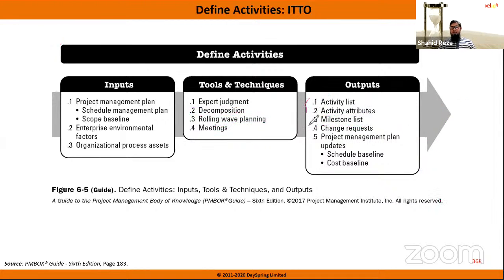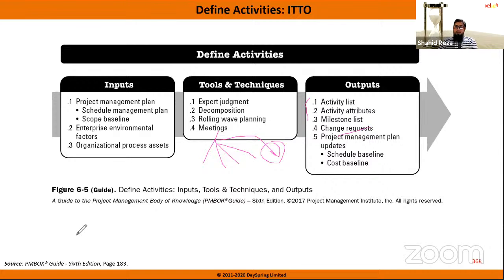So these three are actually the main inputs. And change requests most probably do not come in the first iteration. In the second iteration, maybe change requests come. Maybe you have broken down one work package into four activities, but when you start working, you see that one activity was missed, so you are adding that activity. That way, change requests can come.